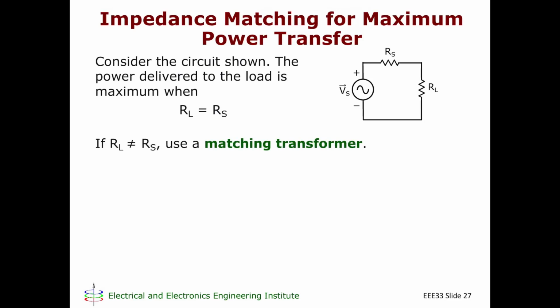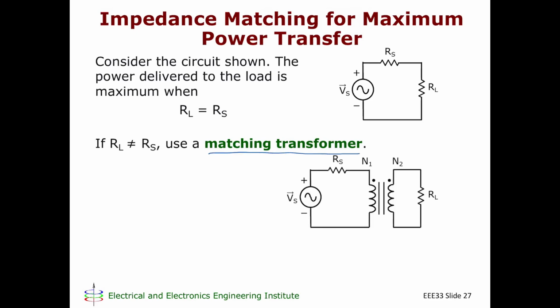Let's say R of L is not equal to R of S. How do we ensure that maximum power will be delivered to R of L? Well, what we do is we use a matching transformer. And this is our setup. This is the matching transformer.